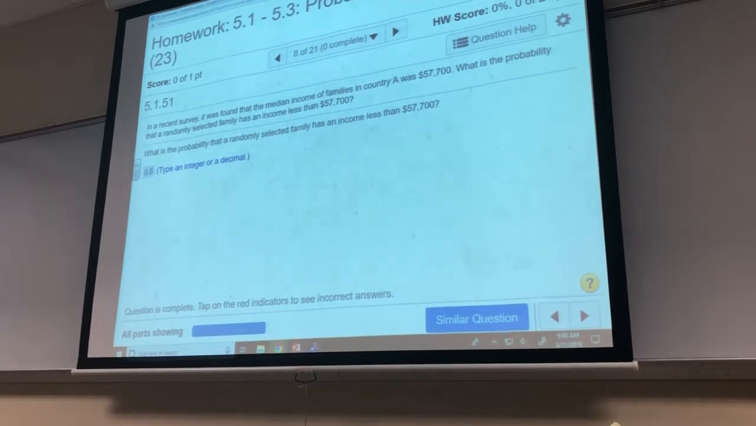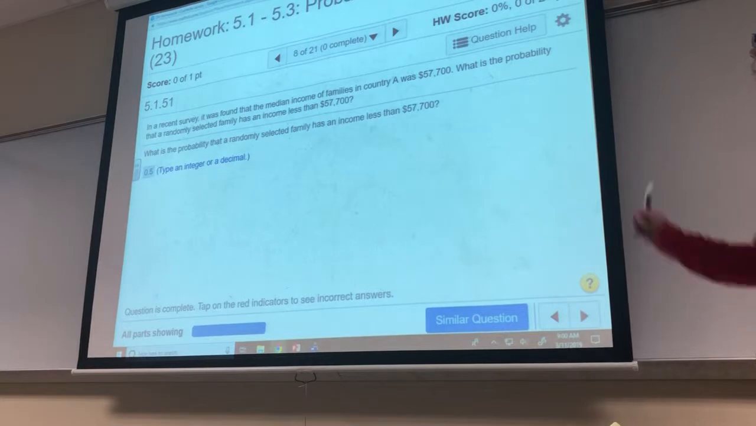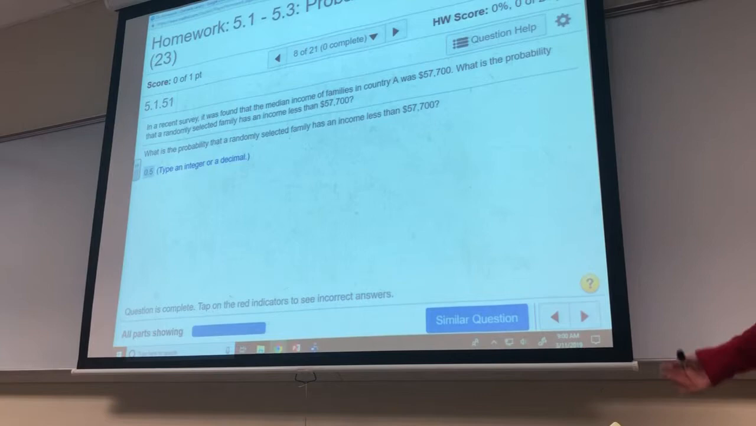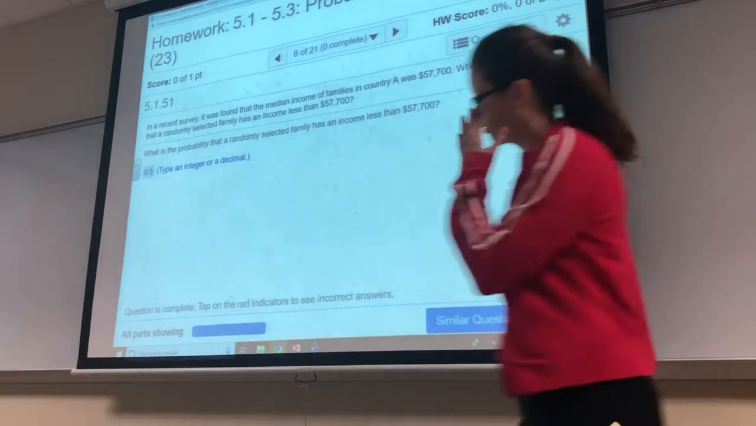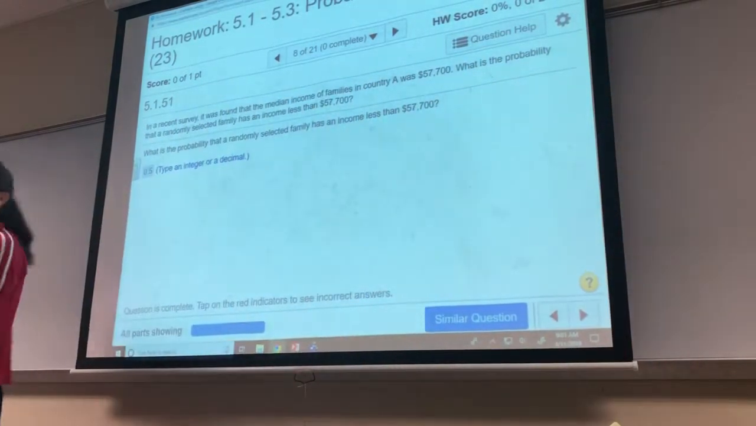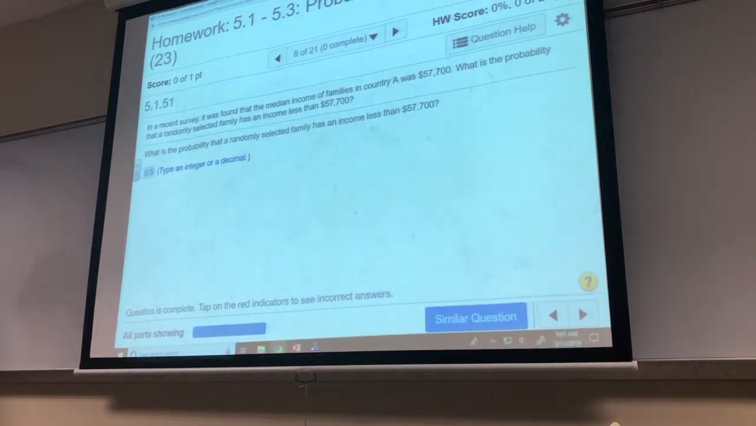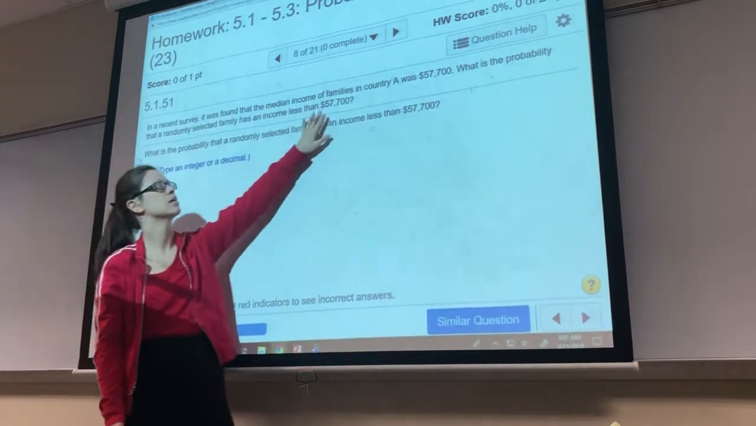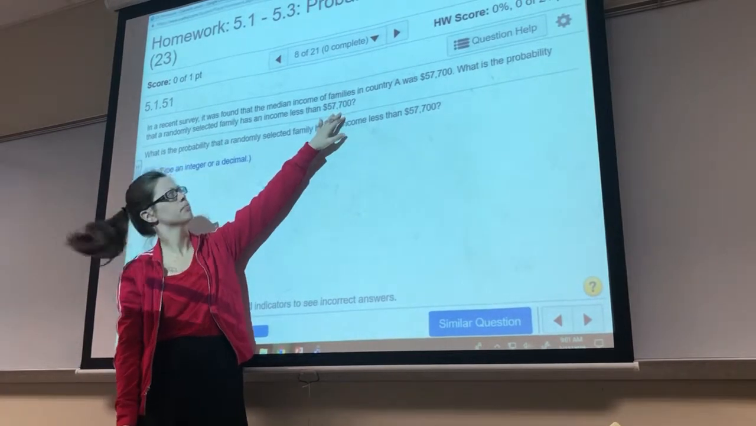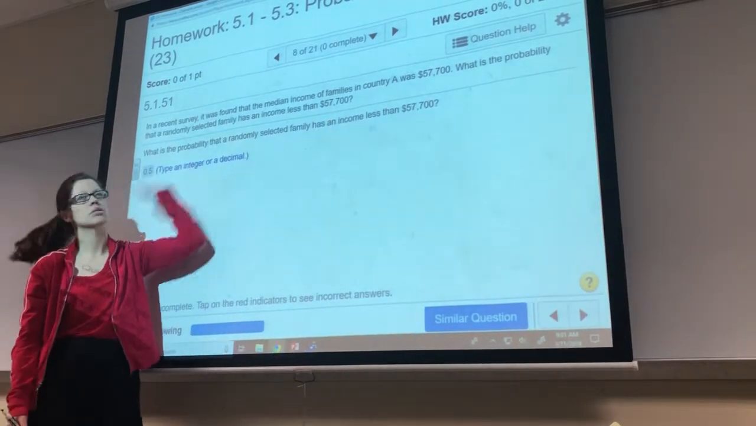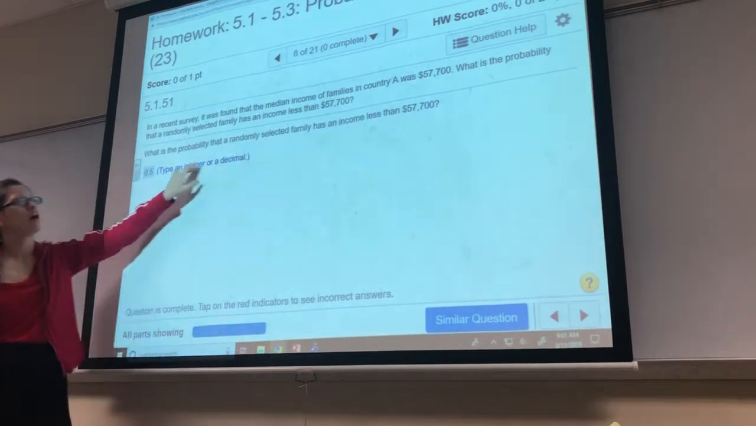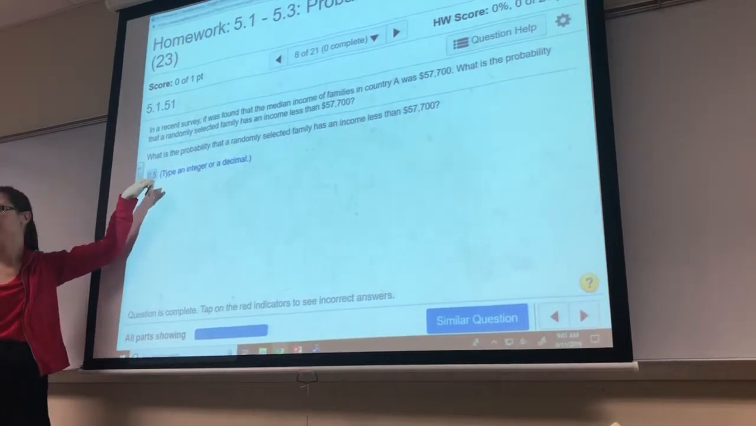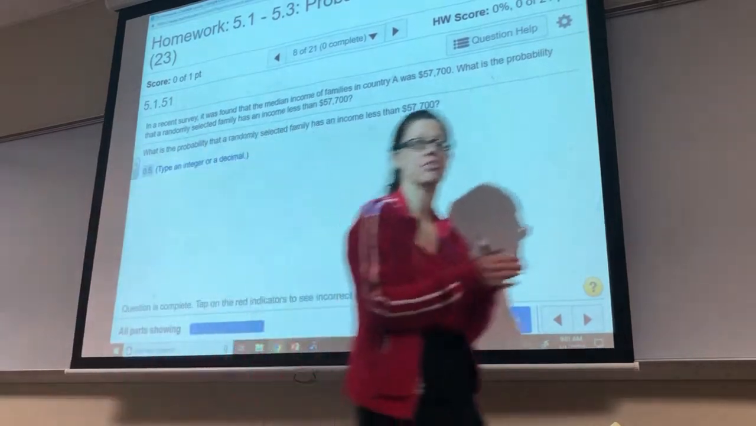So number 8 on the homework, it says the median was given. What's the probability that a randomly selected family has an income less than that? So in this case, you're not really using any of the methods that we talked about before. You're just using the fact that the median separates the data in half. So 50% of the data values are larger than it, 50% of the data values are smaller than it. So it says, what's the probability that the income was less than 57,700? Well, half the people are less than it, half the people are greater than it. So as a decimal, it would just be 0.5 for that one. That's just from the definition of median.